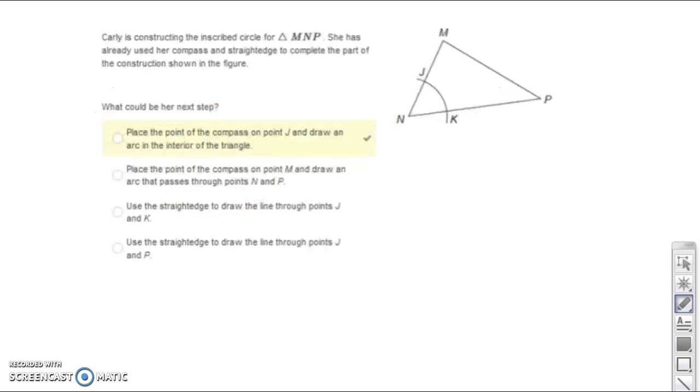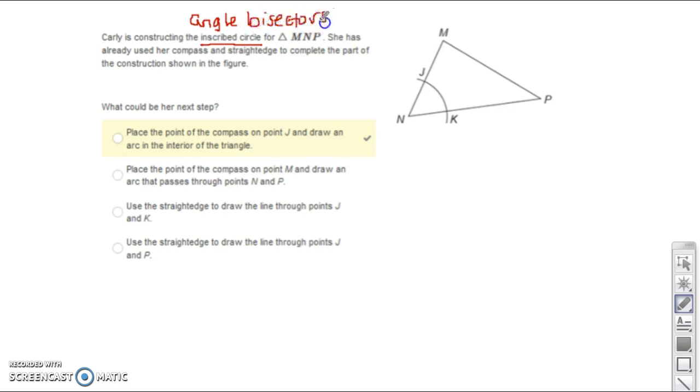All right, the last question. Carly is constructing an inscribed circle for triangle MNP. She's already used her compass and straight edge to complete part of the construction shown in the figure. What would her next step be? All right, so we are going to go back to Math Open Reference and check out this construction. But just keep in mind, she's creating the inscribed circle, so she needs to be constructing angle bisectors.